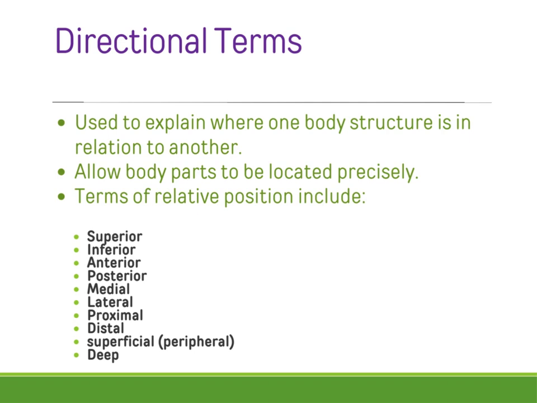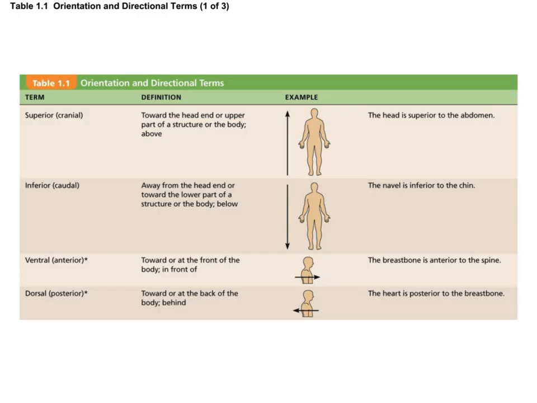So here we see a really quick list of all the directional terms. Now, what I want you to note before we go on to the next couple of slides is that these are paired up. They mean the opposite of each other, the ones that are in pairs. So superior is paired with inferior. Anterior is paired with posterior. Medial and lateral are paired. Proximal and distal are paired. And superficial and deep are paired. So let's talk about what each one means.